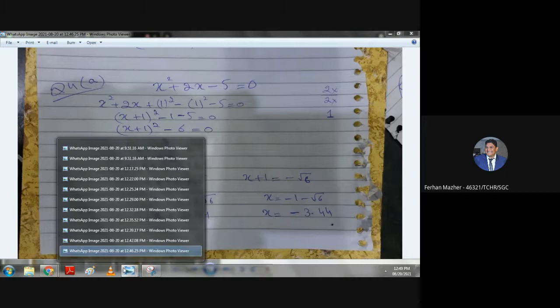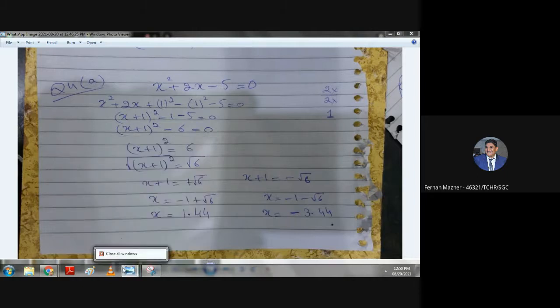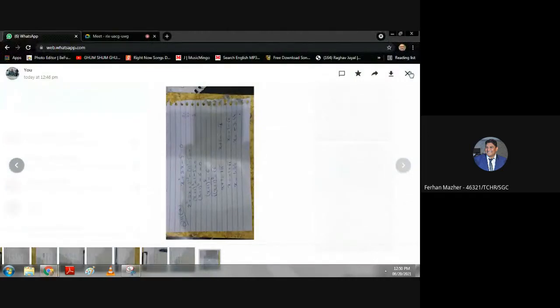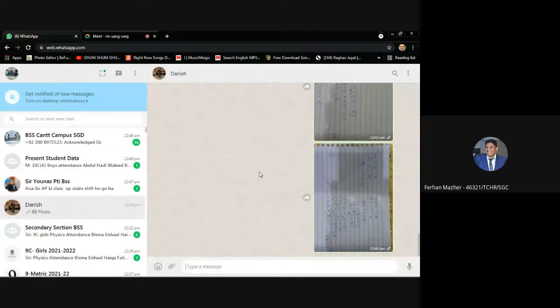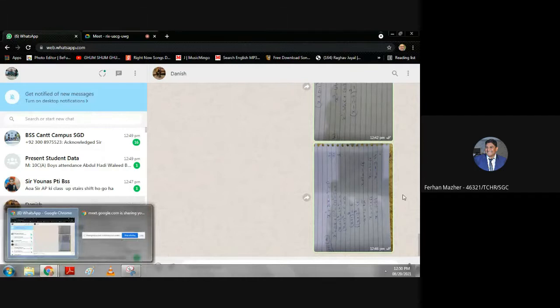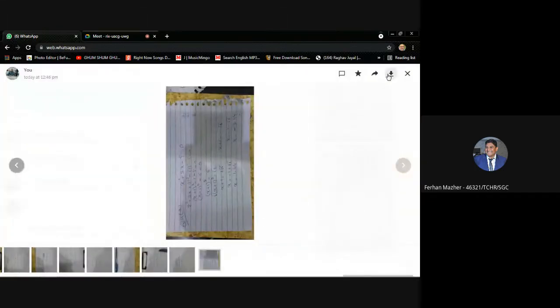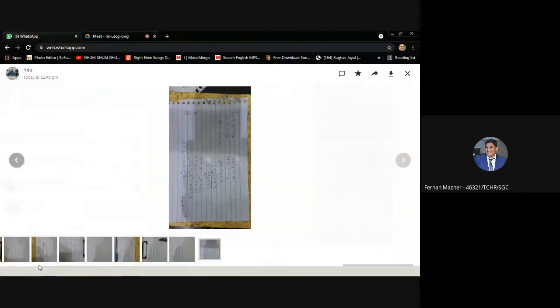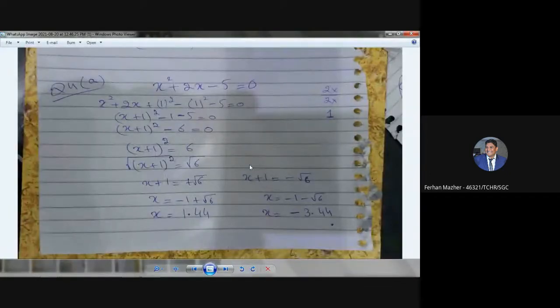Oh my God. Okay, let me show you the question. The question is: find the solution. I have closed all the windows, so let me go down again. When they ask you to find the solution, it basically means they want you to find the value of the variable.